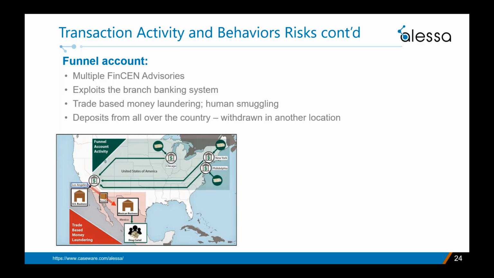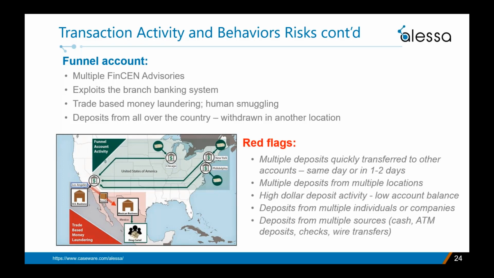Now, funnel accounts are also used by human smugglers. US-based family members pay smugglers to bring their relatives into the United States, often by depositing cash into a funnel account. Now, there are about a dozen different red flags for funnel accounts, but here are the most significant ones. Obviously, multiple deposits where the funds are then quickly transferred to another account or other accounts, either on the same day or soon after.